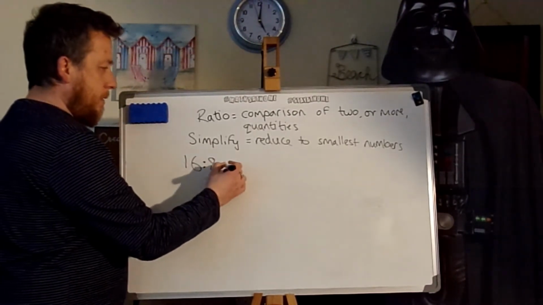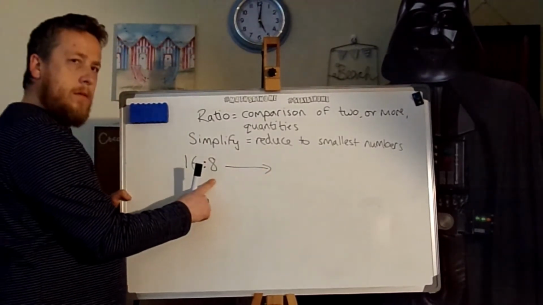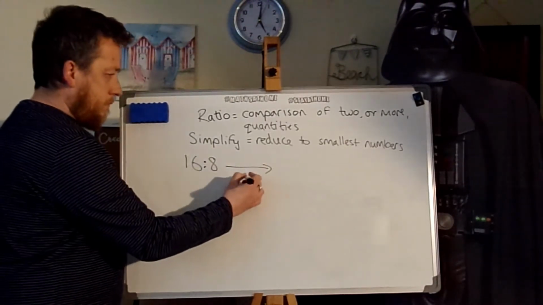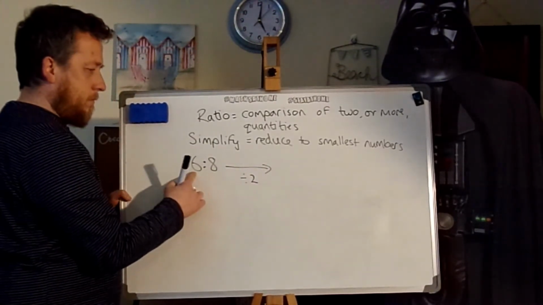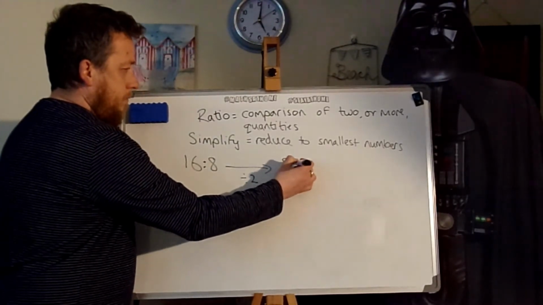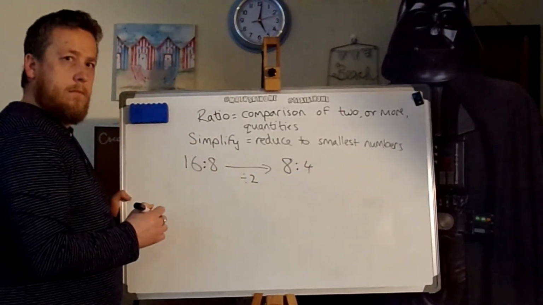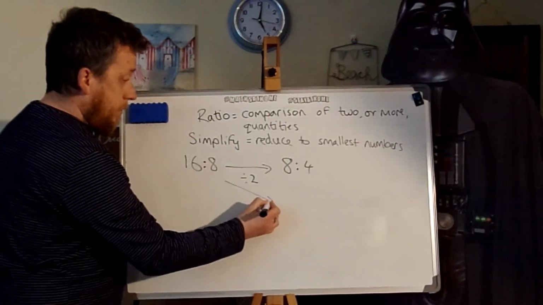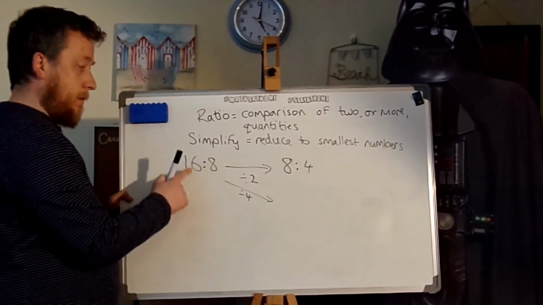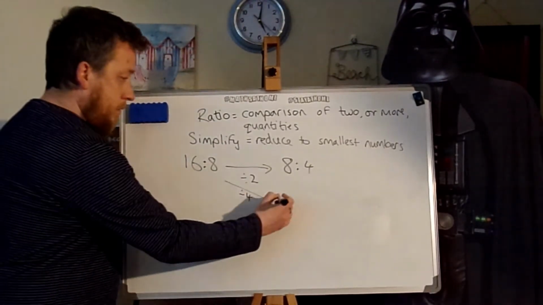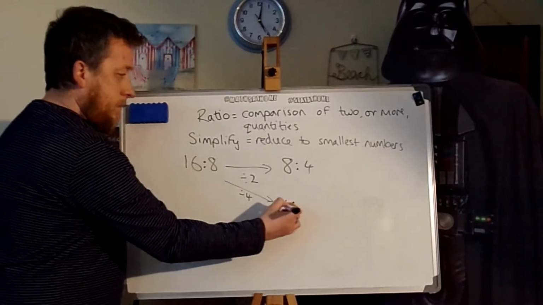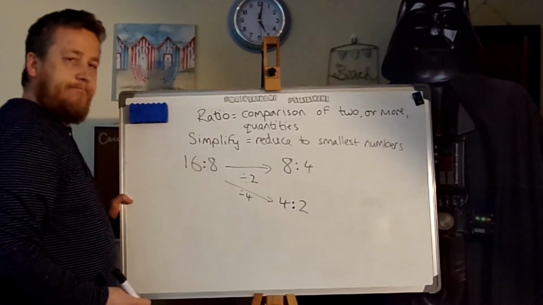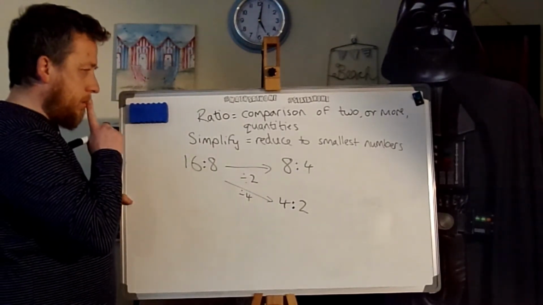So let's start with a ratio 16 to 8. Now I know that 16 and 8 are both even numbers. If that's the case, then of course I can divide both of the numbers by 2. So I can halve each number and I get 8 to 4. That is a simplified version of 16 to 8. However, I've just spotted that of course 16 and 8 are both in the 4 times table. So we can also divide them both by 4, which leaves us with an even more simplified ratio of 4 to 2.